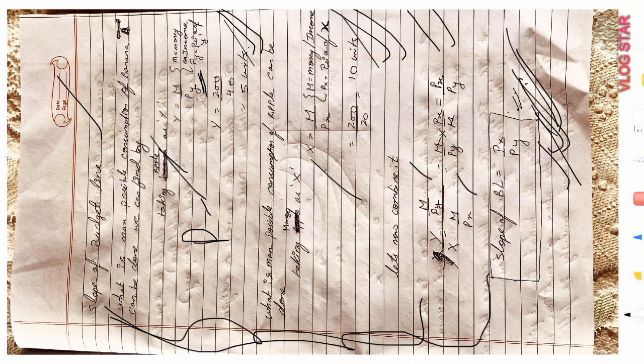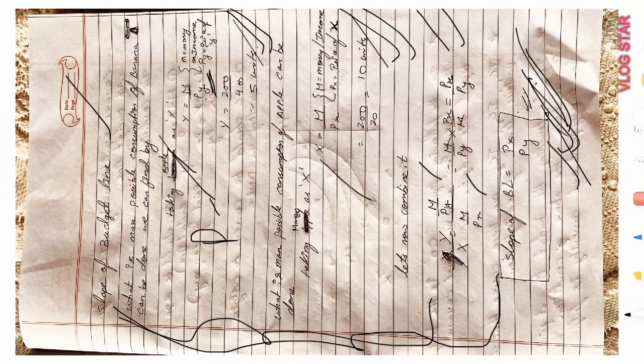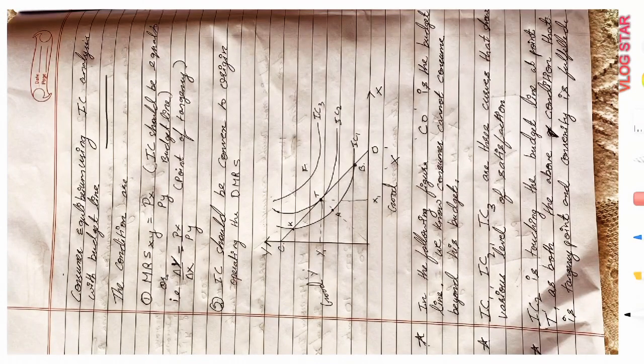So before moving forward, MRS is equal to change in Y upon change in X, and the slope of the budget line is Px upon Py. Px means price of X, Py means price of Y. This is the main question that is asked to you frequently in the exam.